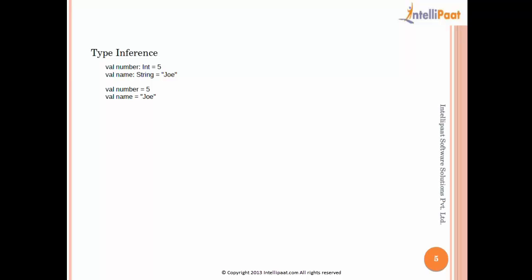the first two lines, val number: Int = 5 and val name: String = Joe. You need not specify the type of number or the type of name in the declaration. You can just give number equals 5 and name equals Joe, and Scala is automatically going to infer the type of the string or type of the number for you. This saves a lot of typing work, and Scala allows you to focus on the business logic instead of declaring the types. So that's about type inference. You don't get type inference in languages like Java.